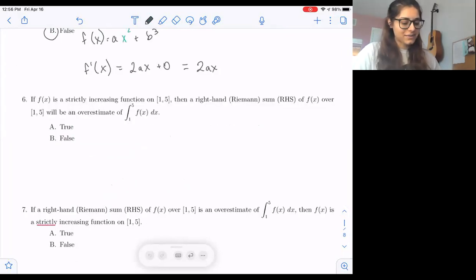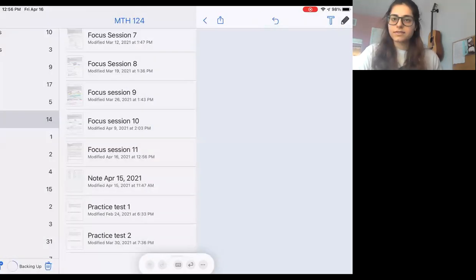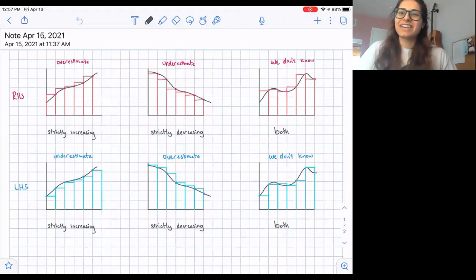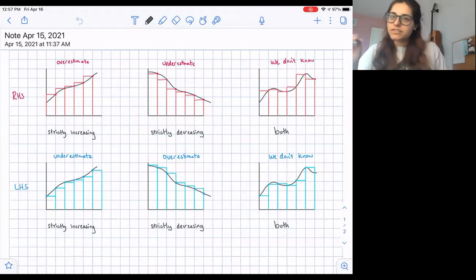Okay, so this one: if f of x is a strictly increasing function on the interval 1 to 5, then a right-hand Riemann sum of f of x over 1 to 5 will be an overestimate of this integral. For these, one student emailed me about this, so I drew this picture that might help you guys once it stops lagging. If you're looking at right-hand sums and left-hand sums, strictly increasing, strictly decreasing, or both, these are kind of like your rules. Don't memorize these, that's such a waste of time. But if I told you to draw this, you should be able to draw it. So really try to understand it.